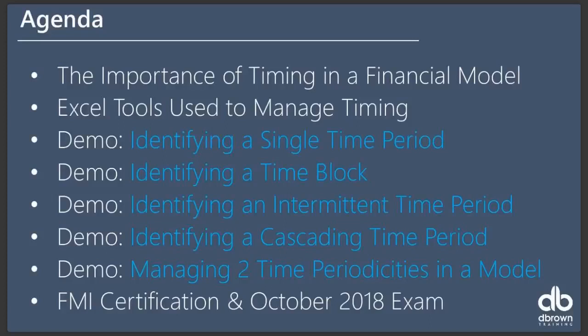Periodicity in a model is when a model is a quarterly model, a monthly model, or an annual model. Let's assume you do a monthly model. That's the periodicity of the model, monthly, and you want to show an annual output. So you have two different periodicities, monthly and annual. How do you manage that?